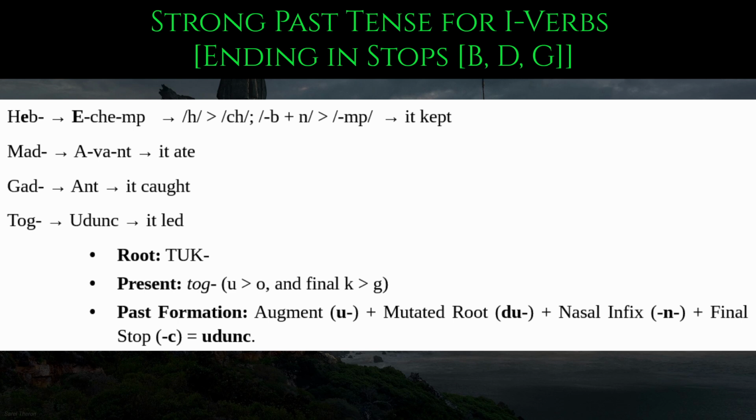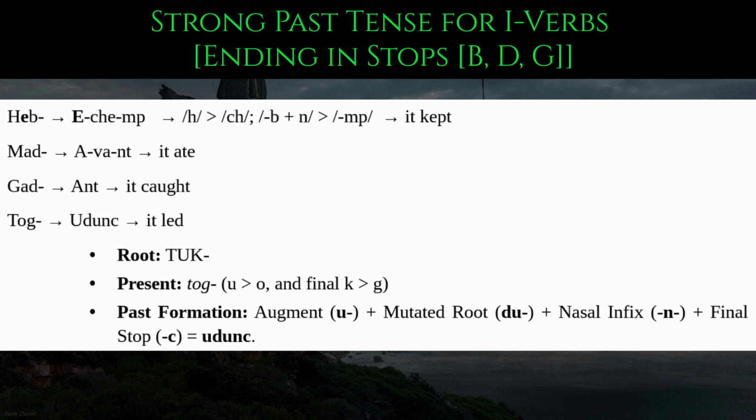Next, mat becomes avant. Here we have a similar process. We have the a in front. We have the change from m to v. And we have the d plus n becoming nt. Next, gat, which becomes ant, which means it caught. Here the g vanishes and the d plus n becomes nt.